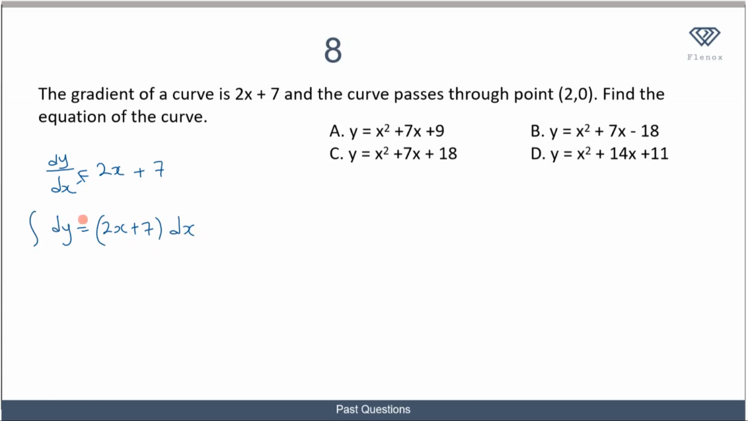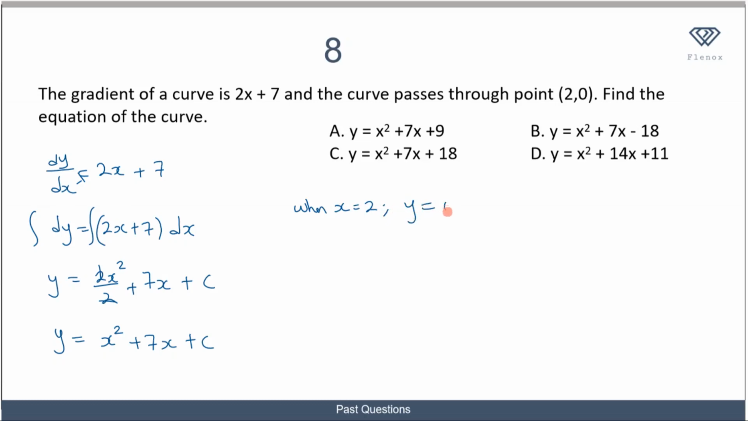So if I integrate both sides, I have my y equal to, when I integrate 2x, I have 2x squared over 2. And when I integrate 7, I have 7x, then plus my constant of integration. So 2 cancels 2. I'm left with y is equal to x squared plus 7x plus my constant. But now I'm told that the curve passes through point (2, 0). So I know that when the x value is 2, my y value is 0. So I can substitute that here to find the value of c.